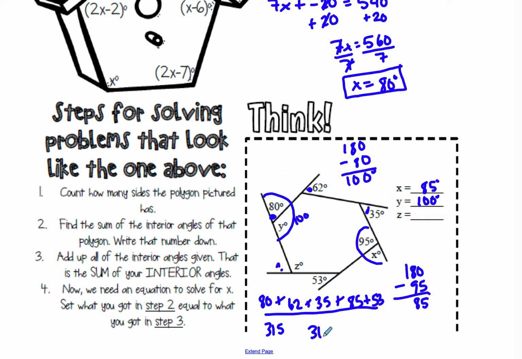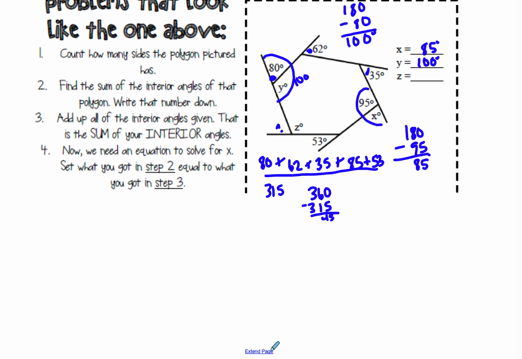So I would have to do 360 minus 315 to figure out what goes in this missing question mark area. So when I do that, 360 minus 315, I get 45. Okay. So 45 is this one. So to get z, now I'm going to do 180 minus 45. That gives me 135.